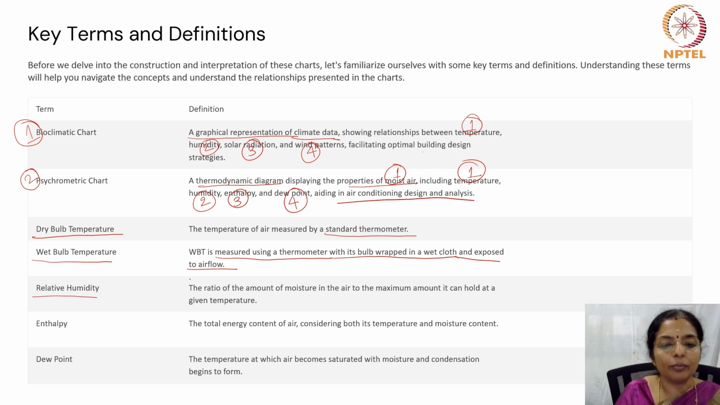Relative humidity is the ratio of the amount of moisture in the air to the maximum amount it can hold at a given temperature. Enthalpy is the total energy content of air considering both its temperature and moisture content. Dew point is the temperature at which air becomes saturated with moisture and condensation begins to form.